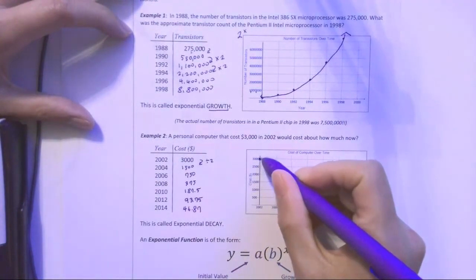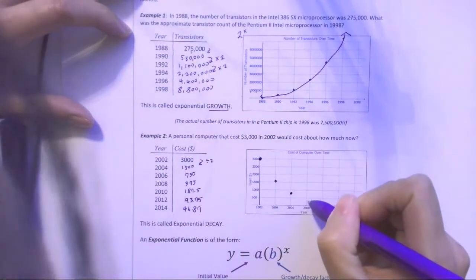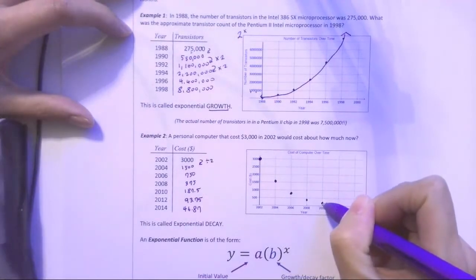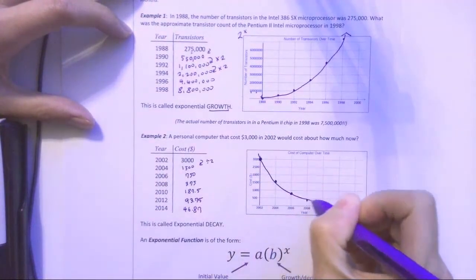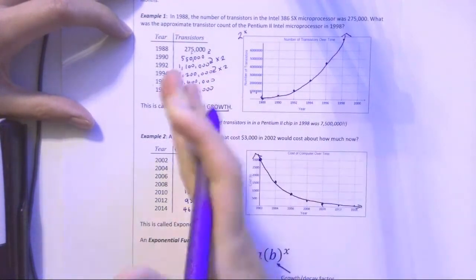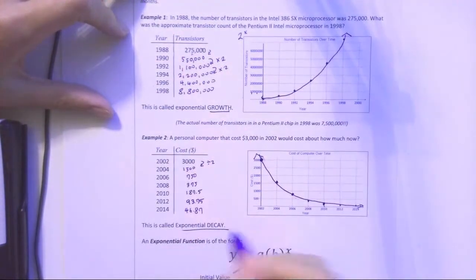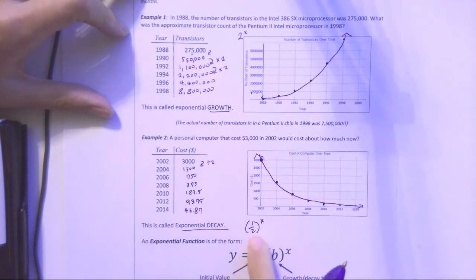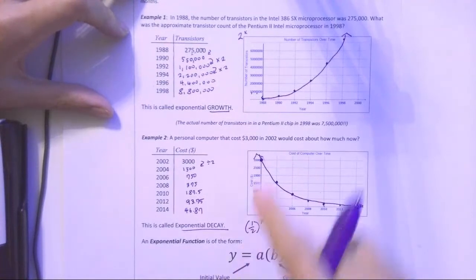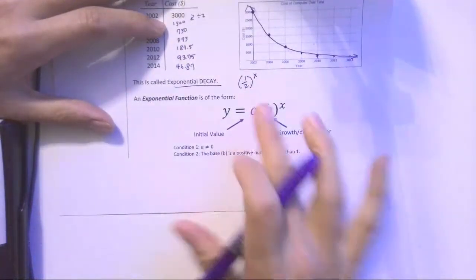2002, cost was 3,000. 1,500, 750, 375, 187, 93. Oh, it's getting really, really close. So it looks like this. Notice as x gets bigger, your y gets smaller. So it's going to be exponential decay, and it's going to have a formula of something, half to the x power, because it gets cut in half every time. Unlike the top one, where it doubled, it's a half.